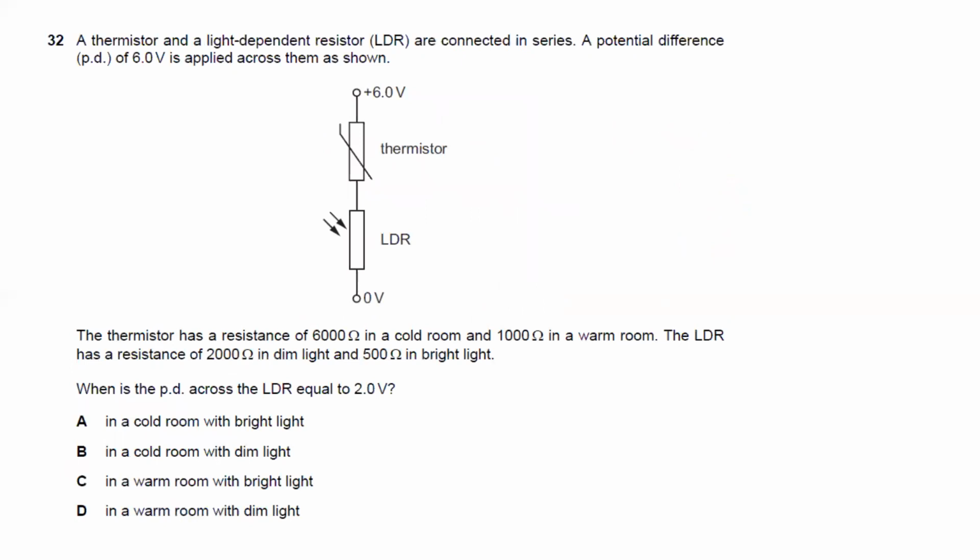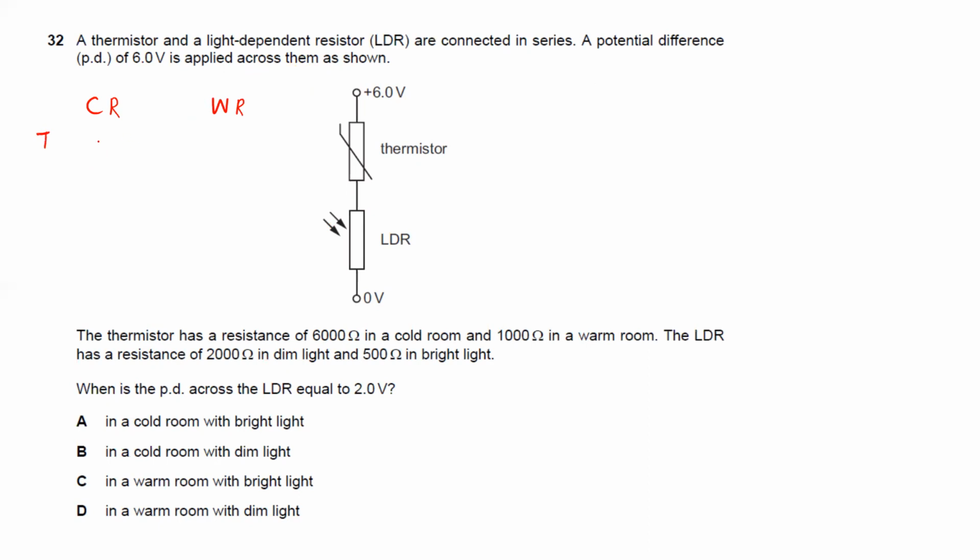Question number 32. A thermistor and a light dependent resistor are connected in series. The potential difference of 6 volt is applied across them as shown. The thermistor has a resistance of 6000 ohms in a cold room. So we have a cold room and we have a warm room.